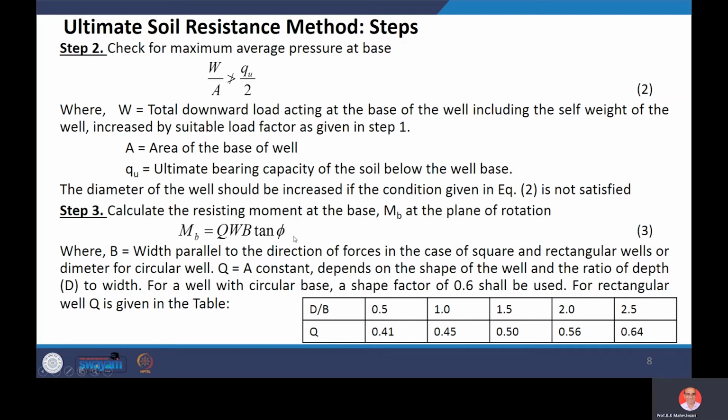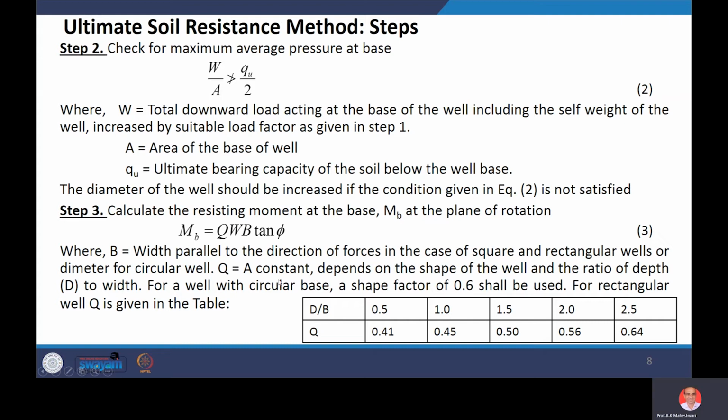And this resisting moment is given by the relation Q W B tan phi, where B is the width parallel to the direction of forces in the case of square and rectangular wells, or the diameter of a circular well. In the square case, width and length are the same, but in the rectangular case it is the width parallel to the direction of forces. If you have a circular well, then B should be taken as the diameter of the circular well.